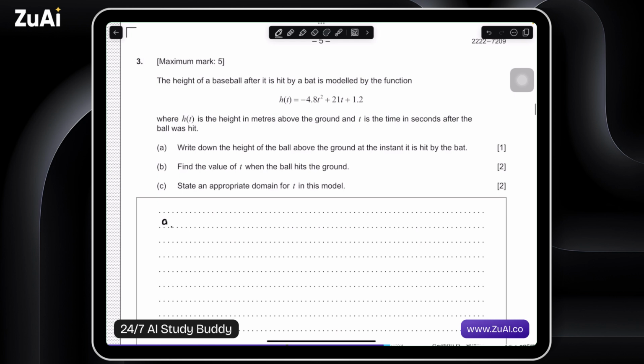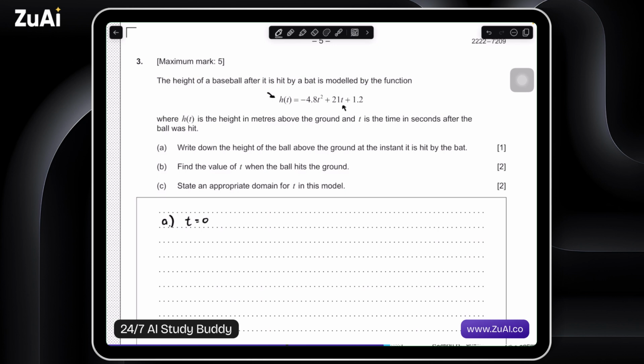So for part A, we have this function which is an input-output kind of function. We input some value of t and it tells us the height of the ball at that given time. So we've got some function that tracks the height of this ball for any given time. And the first question is, write down the height of the ball above the ground the instant that it's hit. The instant that it is hit would correspond to t is equal to 0.